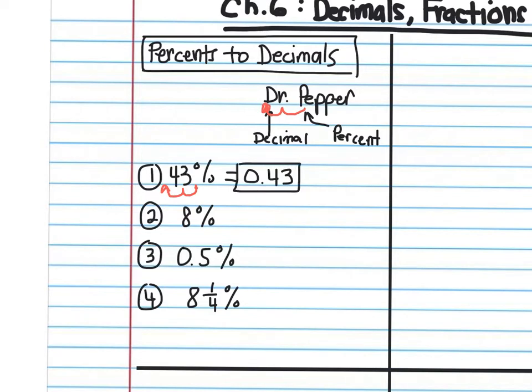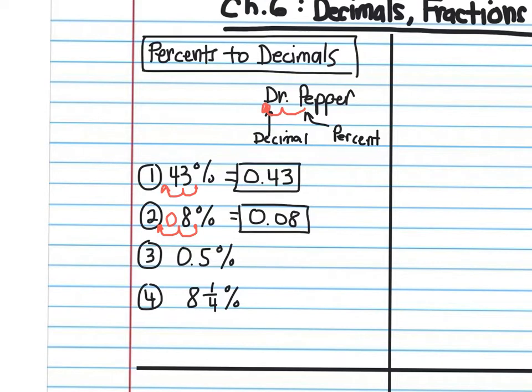Okay, so now let's look at number 2, 8%. The decimal point is after the 8, and now we're going to move the decimal point 2 times to the left. 1 and then 2, so now we have to put a placeholder, and then our decimal for 8% is 0.08.